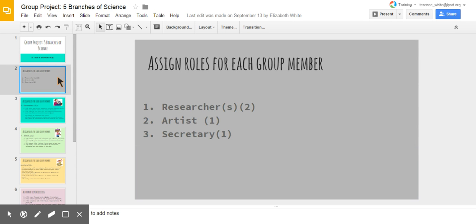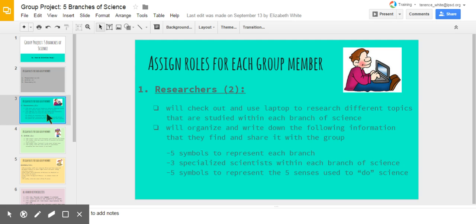In each group, there are 2 researchers, artists, and a secretary, but obviously all of them are allowed to do research at different times. All right, so this is the idea. You see what the researcher will do. And again, I started off with 2, but all the students are allowed to help each other out with different things. Take a look.